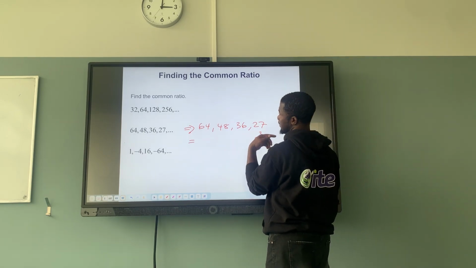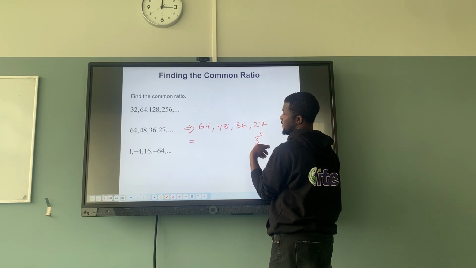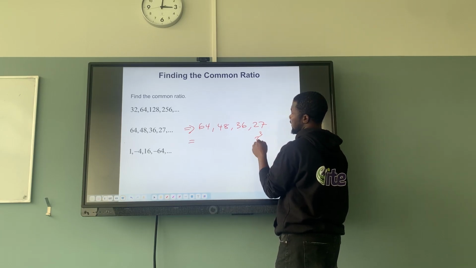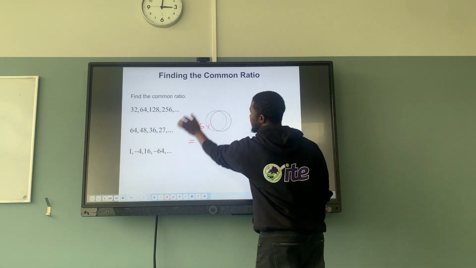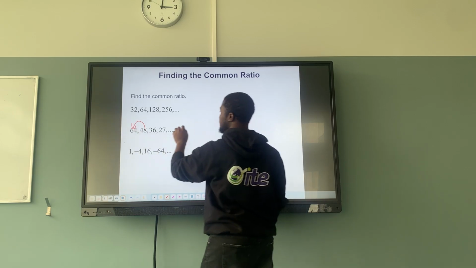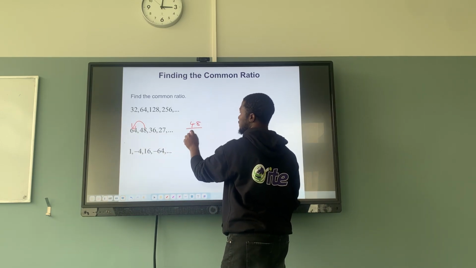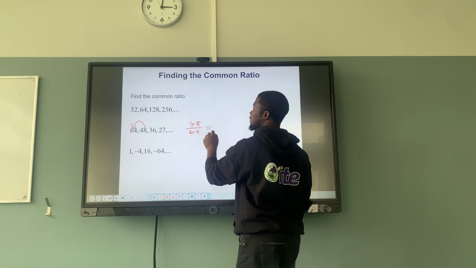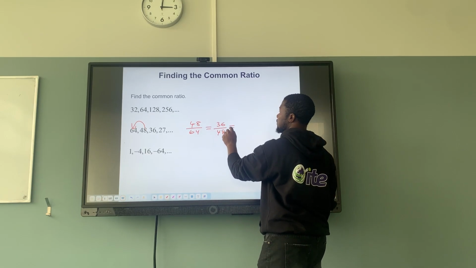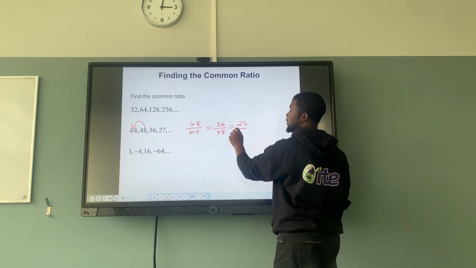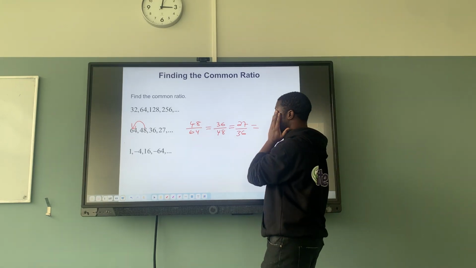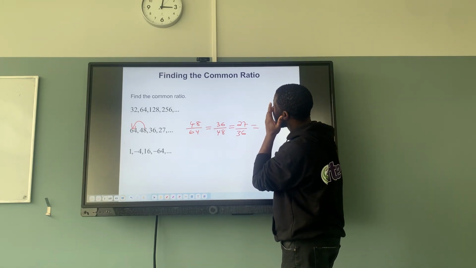Okay, so to find the common ratio, you basically divide, like I said, 48 all over 64, which should be equal to 36 over 48, which should be equal to 27 over 36. If you simplify that, 48.